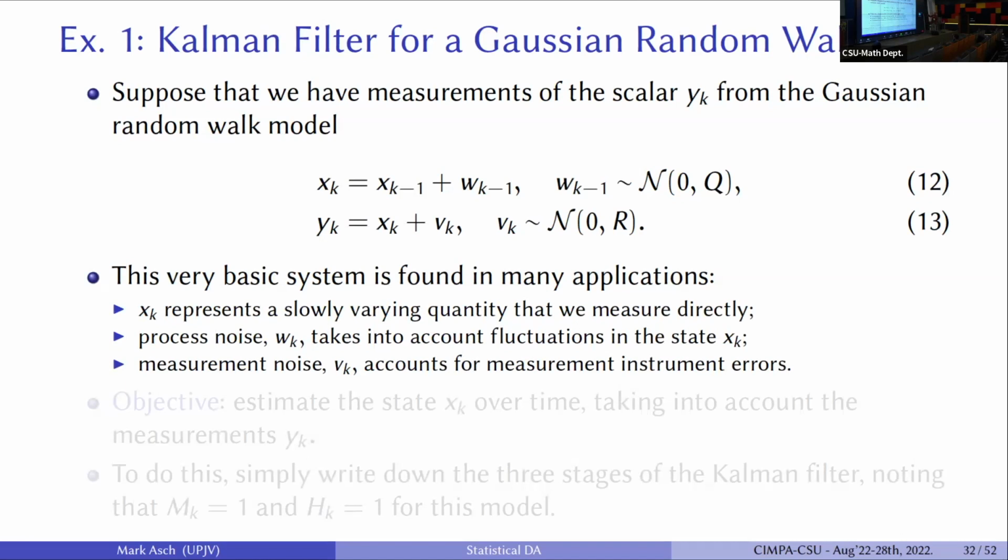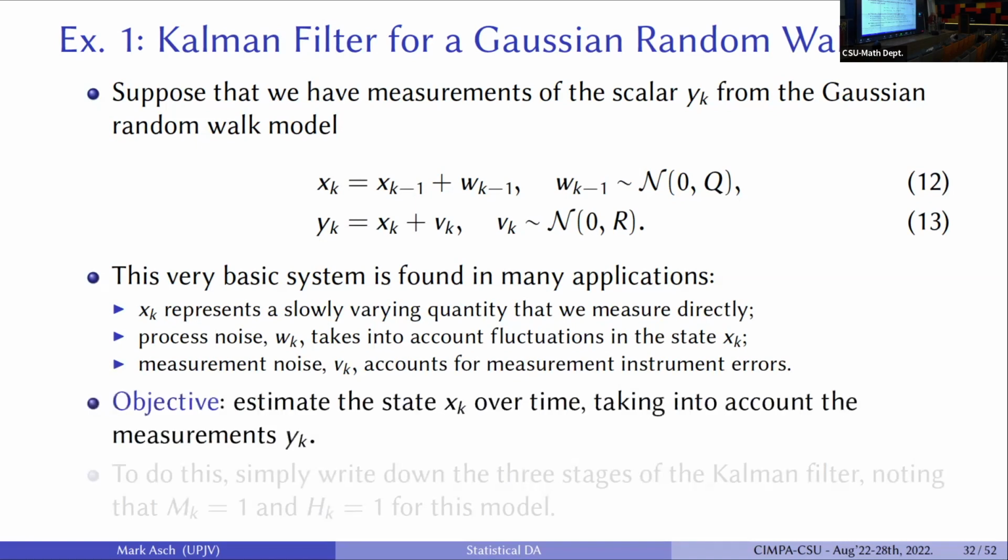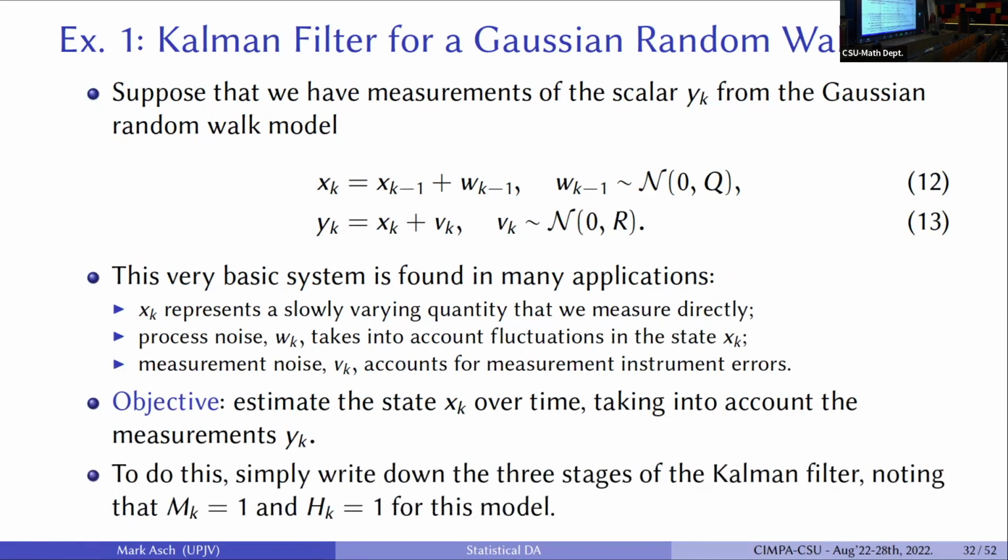It represents any application where you have a slowly varying quantity that we measure directly. We have process noise, w_k, taking into account fluctuations in the state, and we have measurement noise accounting for measurement or instrumental errors. The objective is always to estimate the state x_k over time, taking into account the measurements. We want to do it in an optimal way, and I've shown you that the Kalman filter is an optimal filter in the true sense of optimality.